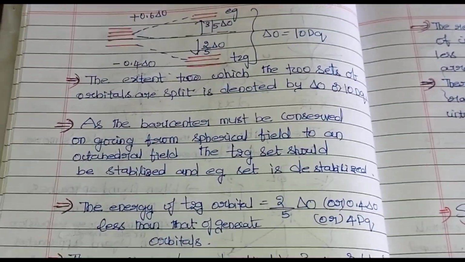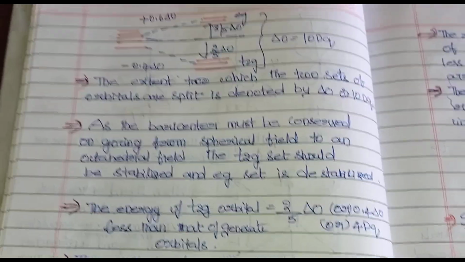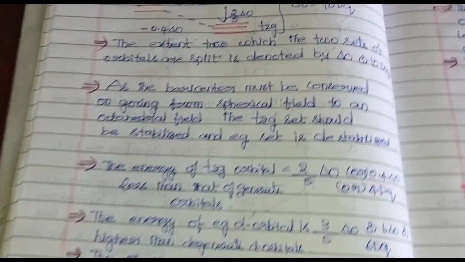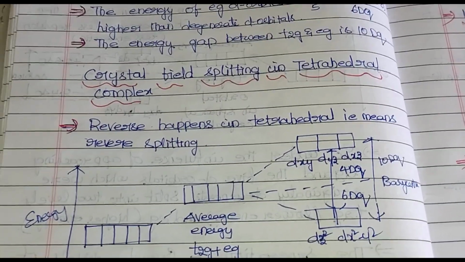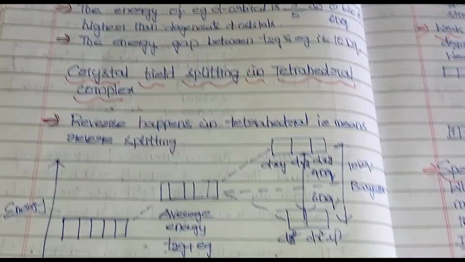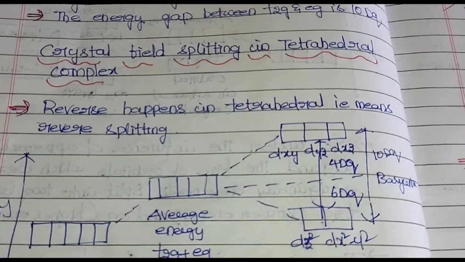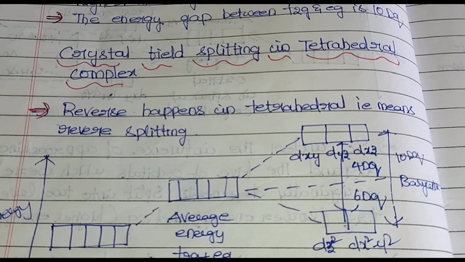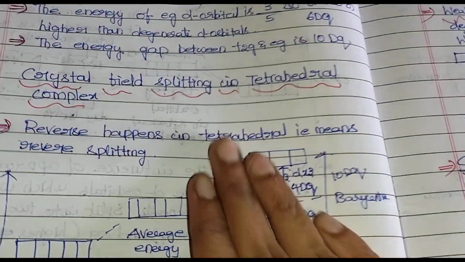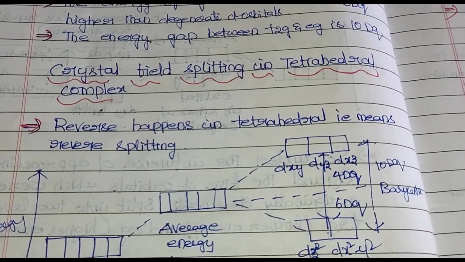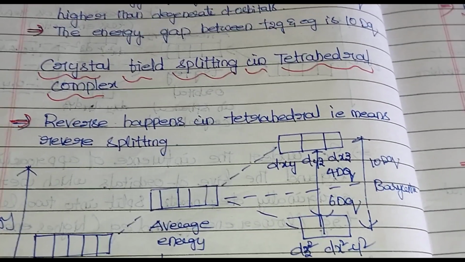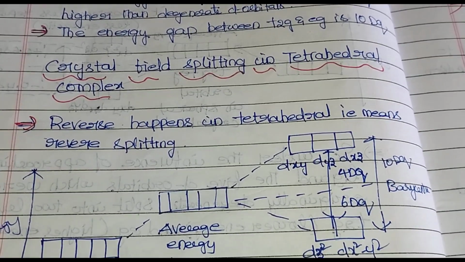So up to now I explained how the splitting occurs in octahedral complexes. Now we will see how crystal field splitting takes place in tetrahedral complexes. We can say that the reverse happens in tetrahedral complexes. That means there will be a reverse splitting.